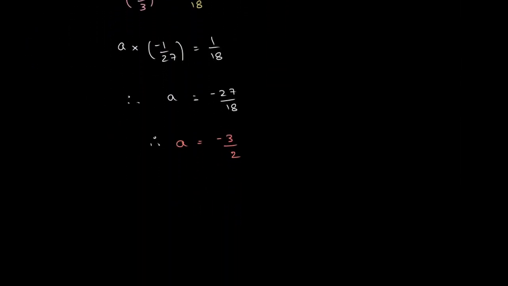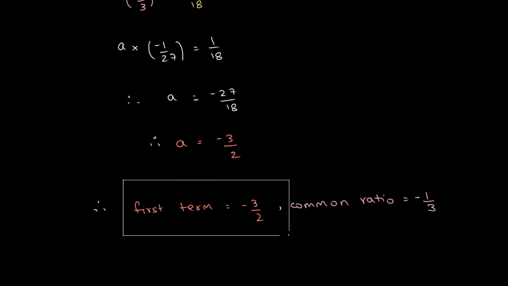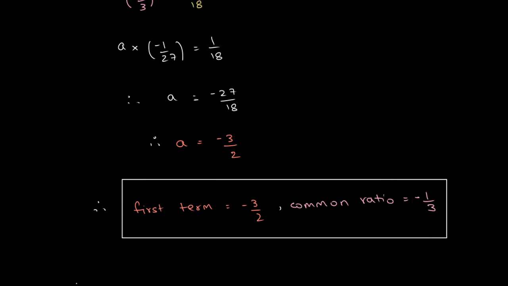So let's write down our final answer statement now. Therefore, the first term is equal to negative 3 by 2, and the common ratio we found to be negative 1 upon 3. This is our final answer. First term is minus 3 by 2 and the common ratio is negative 1 by 3.